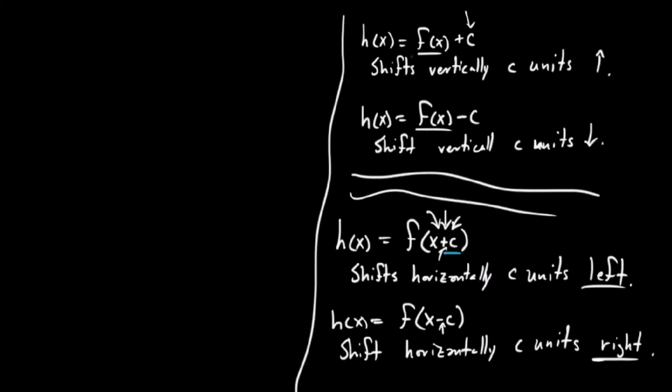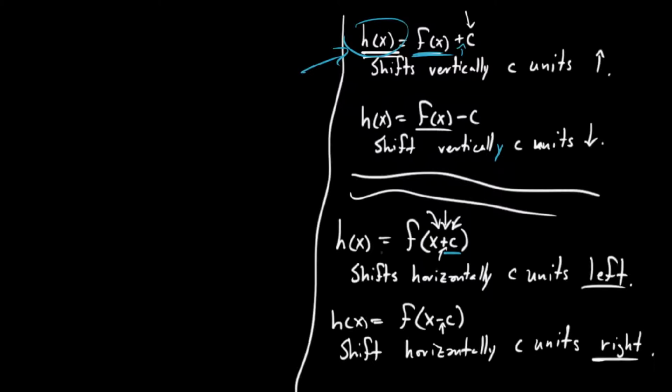And so you'll see on the right here, this is still all the same information from my last video, but just a real quick recap. Given some function h of x, if it were equal to some parent function, some really basic function, plus c on the outside, this would shift it c units vertically up, and if we had minus c, this would shift it c units vertically down.